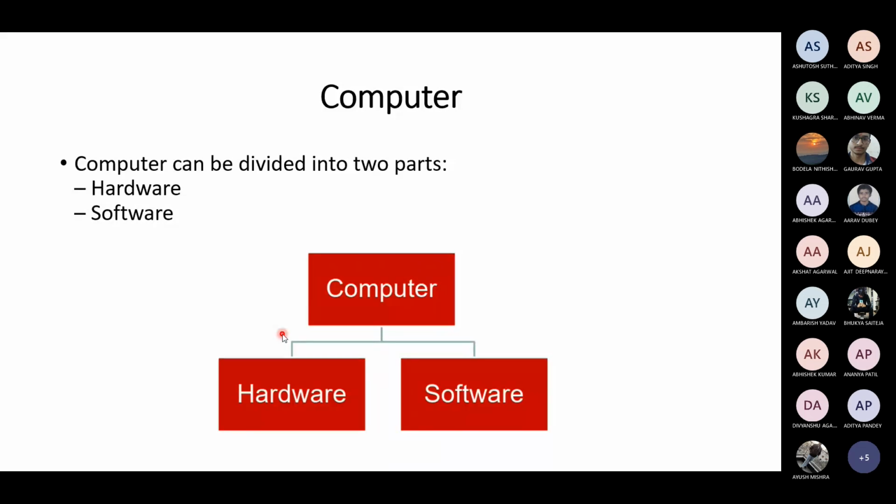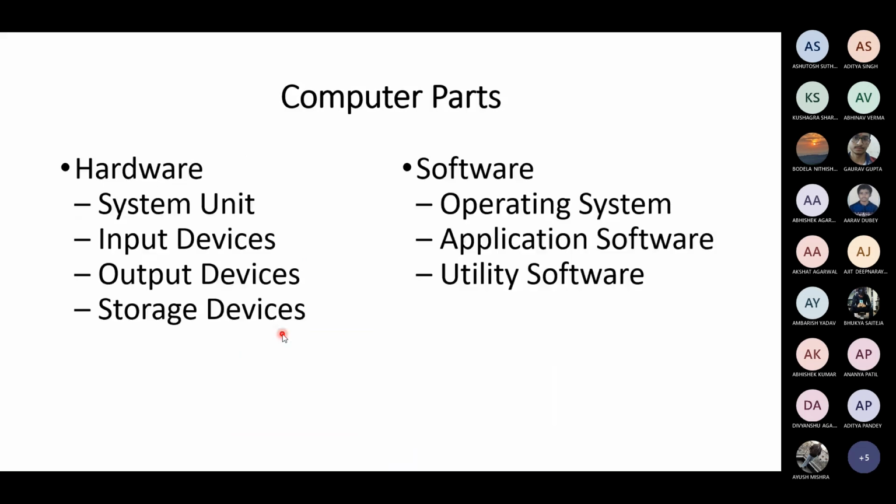So let us now take what hardware and software are. When I say hardware, in the parts of a computer you have the system unit, input devices, output devices, and storage devices, right? So we will try to see what the system unit is, what input devices are, what output devices are, and what storage devices are.